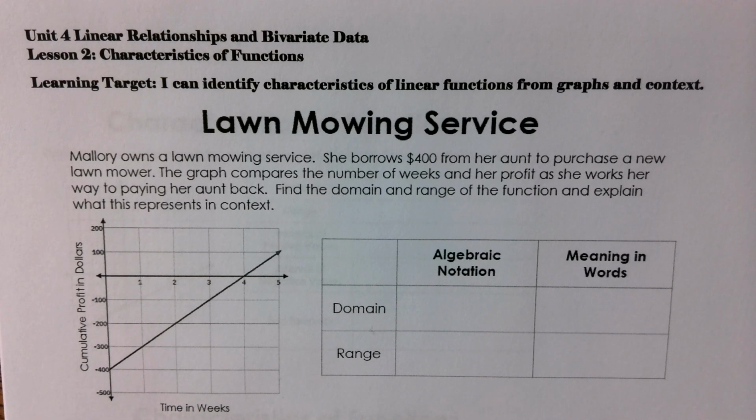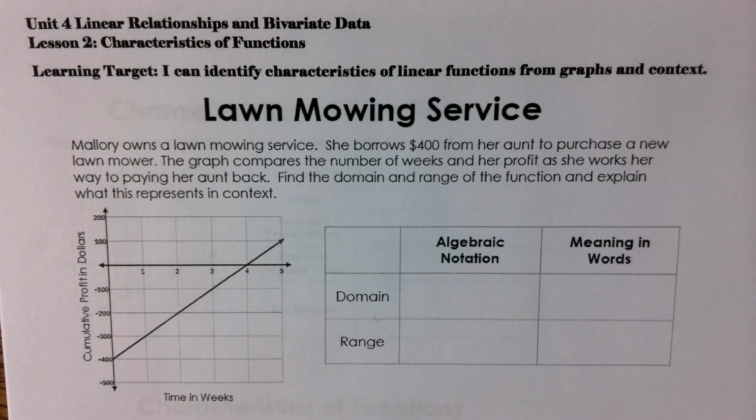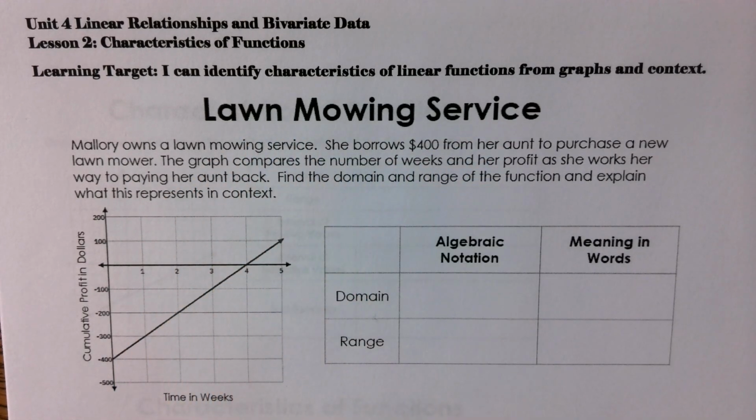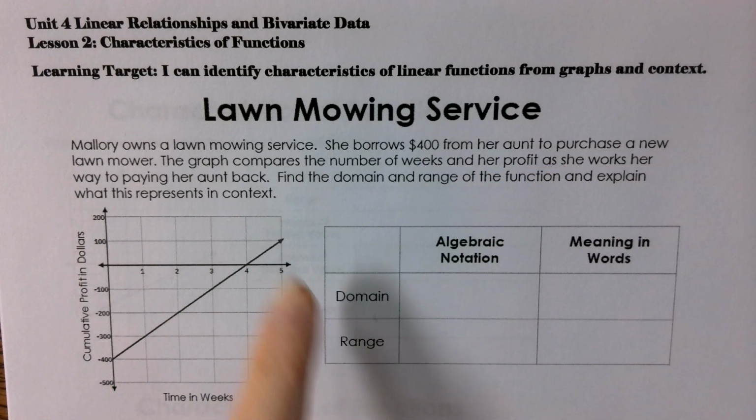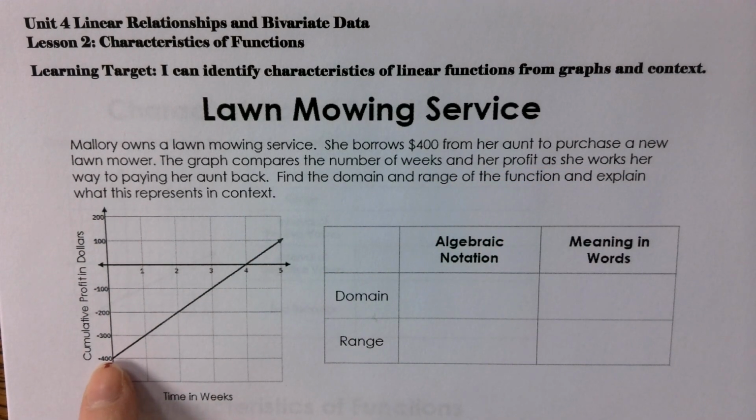So making sure that you understand again that graphs are not just lines. They do have representation. They do have a context that they are relating to. So in this situation here, we have a lawn mowing service. Mallory owns a lawn mowing service, and she borrows $400 from her aunt to purchase a new lawnmower. Hence the reason that the graph is starting at negative 400.